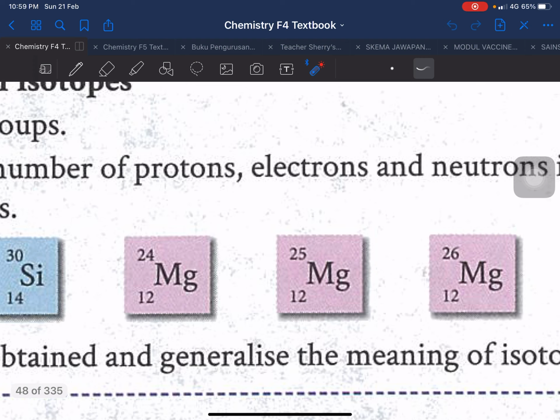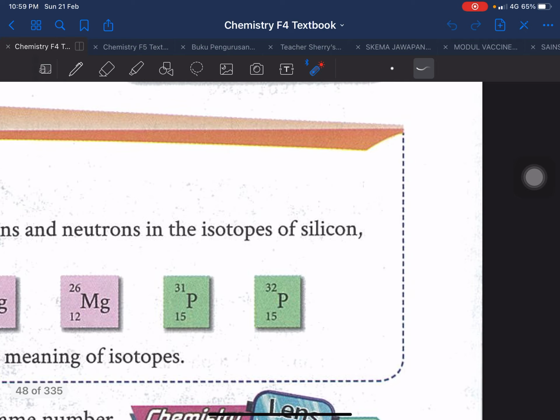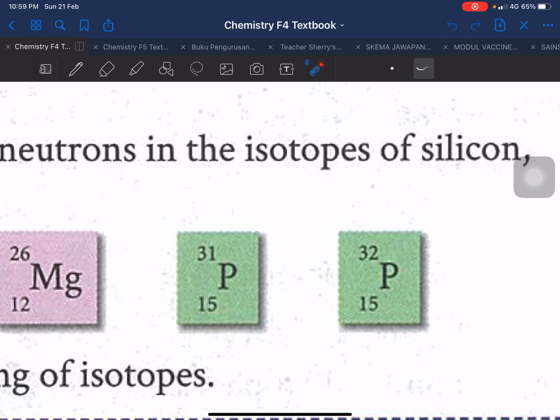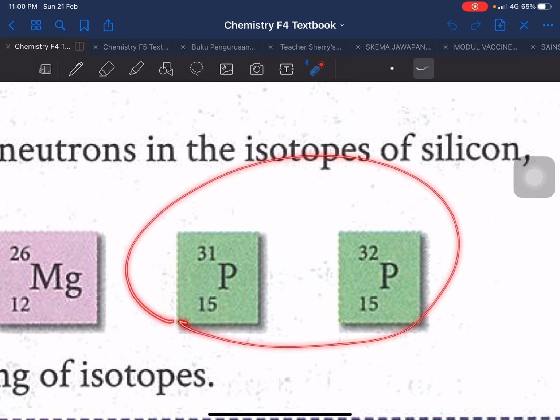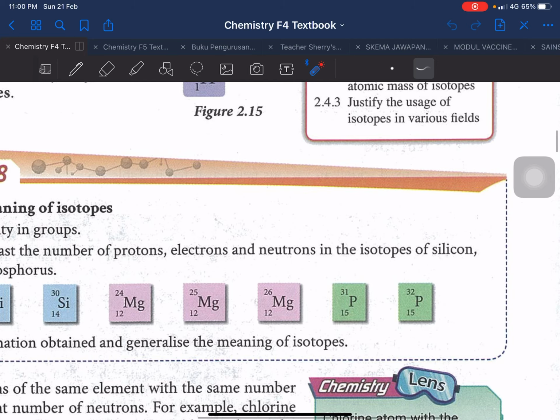Look at magnesium. All of the magnesium have the same proton numbers, but their nucleon numbers are 24, 25, and 26. It's increasing by one. So this is the situation we call magnesium isotopes. And last but not least, let us look at phosphorus. The proton numbers are 15, but the nucleon numbers are 31 and 32. So this situation, we call the isotopes of phosphorus, where the proton numbers are the same, but the nucleon numbers are not the same.